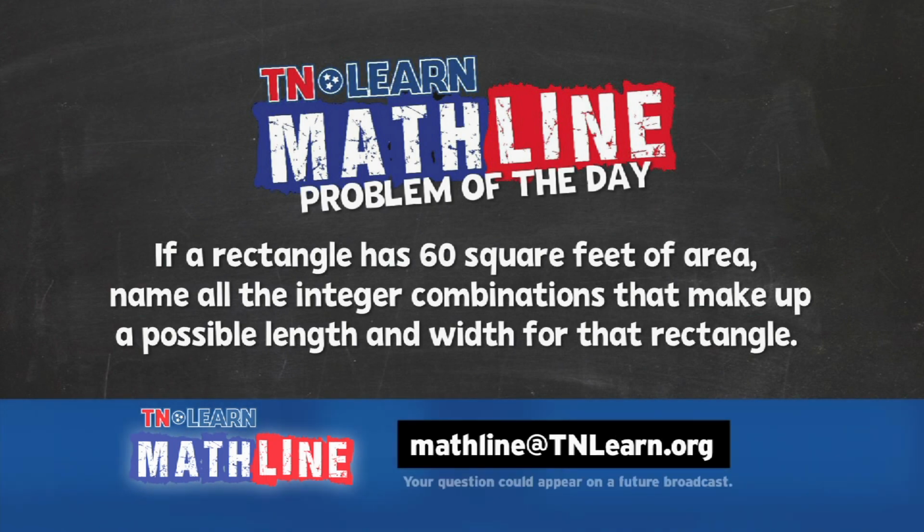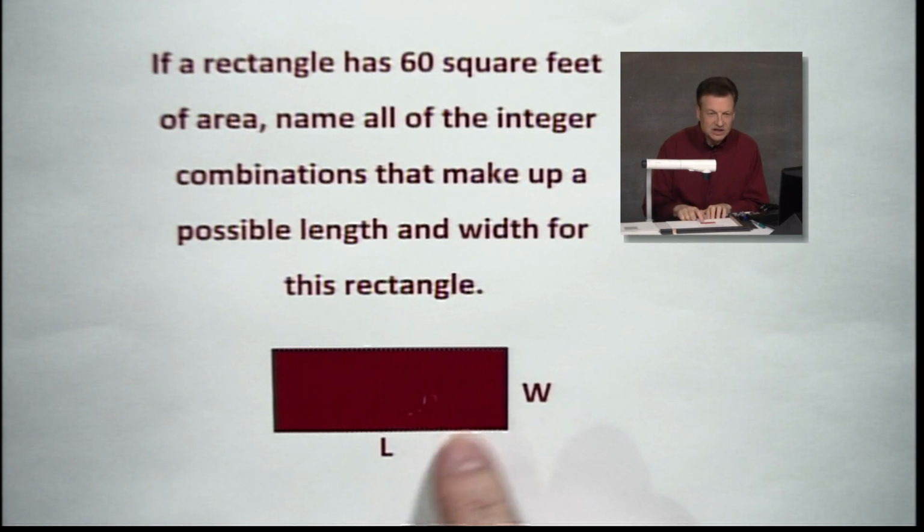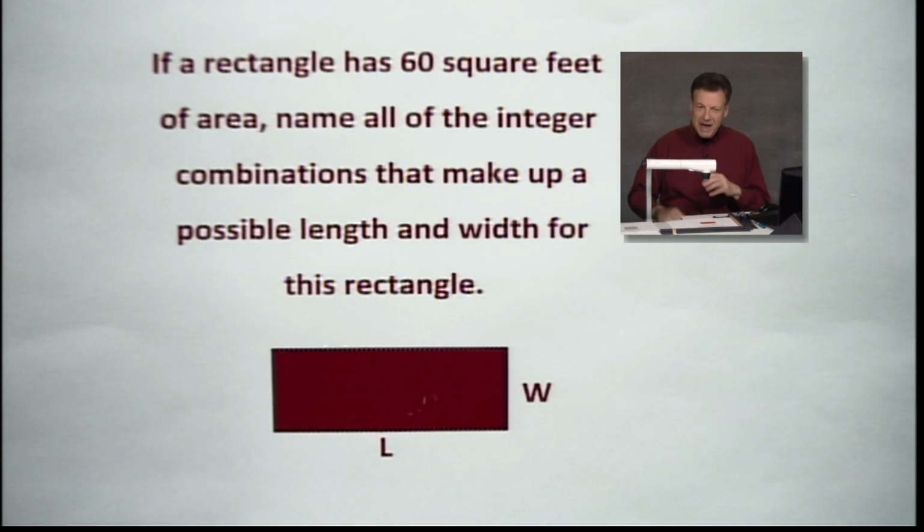Now, let's talk about this problem just a little bit here, all right? We've got 60 square feet. We got a nice rectangle here going. We got length and width. And by the way, we can interchange length and width. This rectangle could get longer and it could get wider and all sorts of things. So again, it allows for some flexibility of this problem. There's not one answer, all right? There's quite a few actually. Notice it says name all of the integer combinations that make a possible width and length.